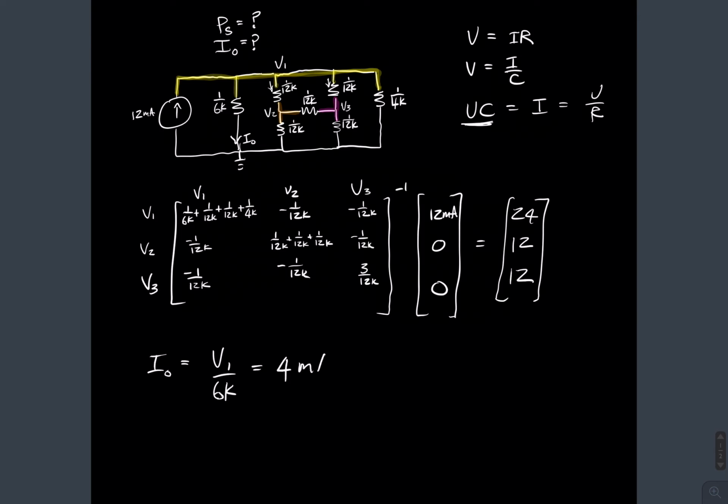And then if I wanted to find the power supplied, it'll just be the voltage, V1 at the top there, times the current of that supply. We'll call it I supplied. And that's just going to be equal to, let's see, 24 volts times 12 milliamps. So that gives us 288 milliwatts. That's it.